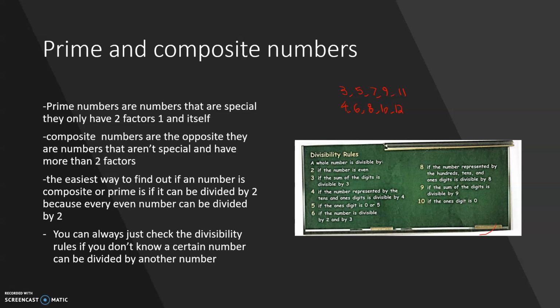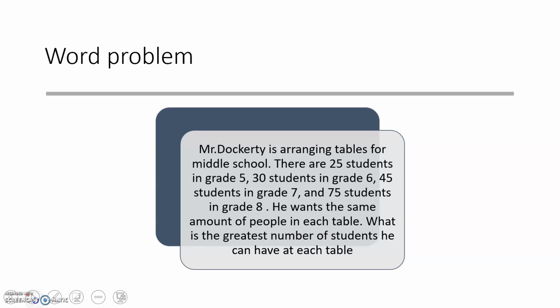But here's the thing though. Not all odd numbers are prime numbers. Because is 39 a prime number? No, it's not, because it can be divided by 3. And you can always just check the divisibility rules if you don't know whether a certain number can be divided by another number. The divisibility rules are right here. You can pause the video and look at them if you need to.